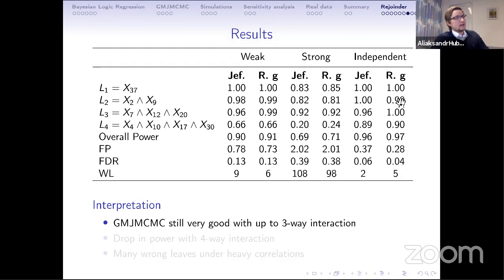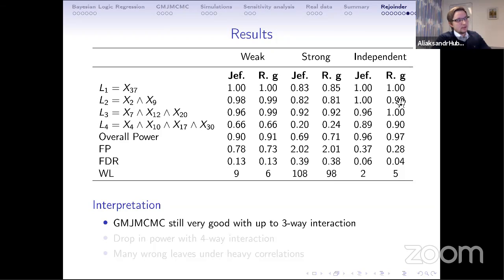So we still have very strong power at detecting these one-way, two-way, and three-way interactions. Though the power of recovering the four-way interaction drops, this means that one perhaps would need more parallel threads of GMJ-MCMC or running the inference a bit longer to increase the power somewhat. But of course, there is much more noise here, and it's just a more complex problem.